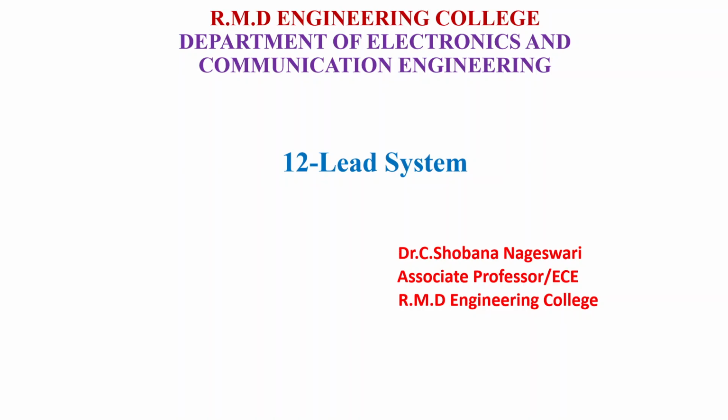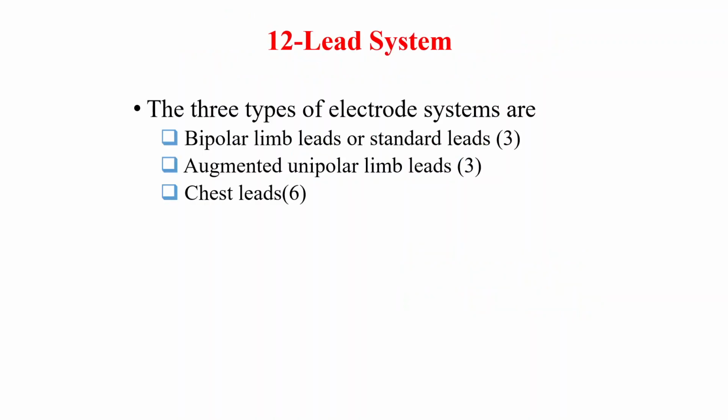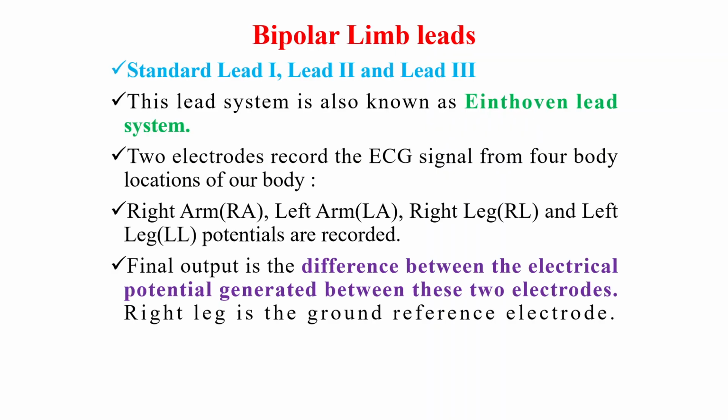Morning. In this video, we are going to discuss the 12 lead system for ECG measurement. The 12 lead system consists of three types. First one is bipolar limb leads or standard leads. Second is augmented unipolar limb leads and chest leads. Standard lead consists of 3 leads, augmented unipolar consists of 3 leads, chest leads 6 electrodes. Totally we will have 12 electrodes or leads.